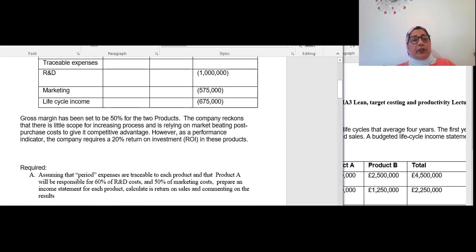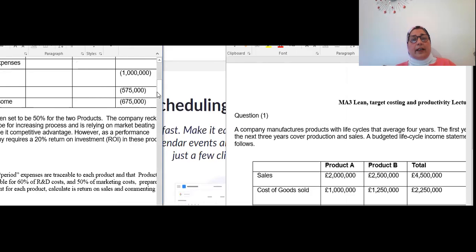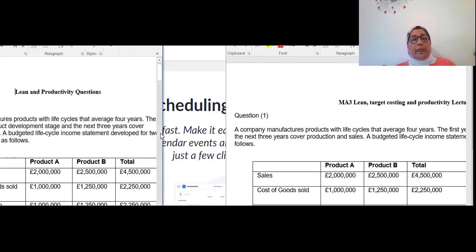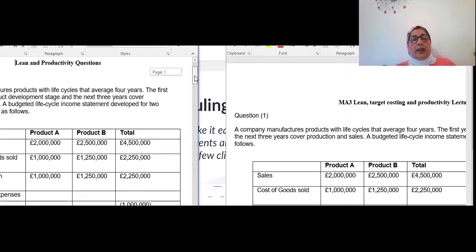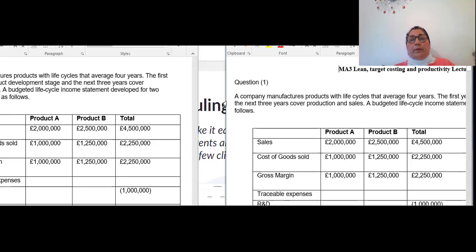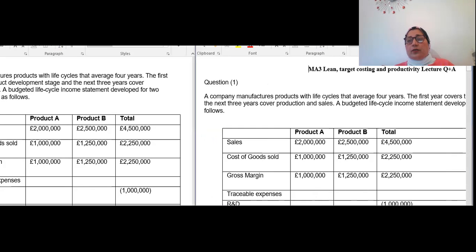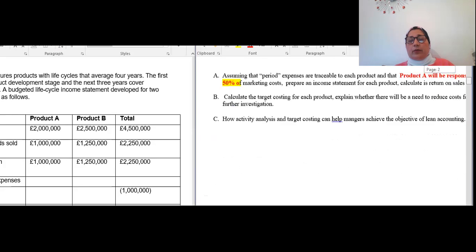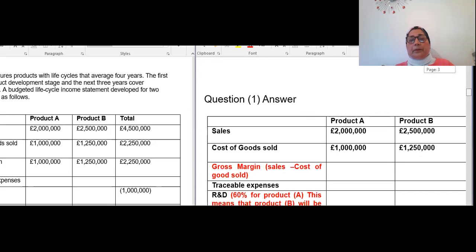Prepare an income statement for each product, calculate return on investment, and then calculate target costing. So as usual, this is the question, and let's move to answering this particular question. Here it is, from the question. I will just try to make it bigger.